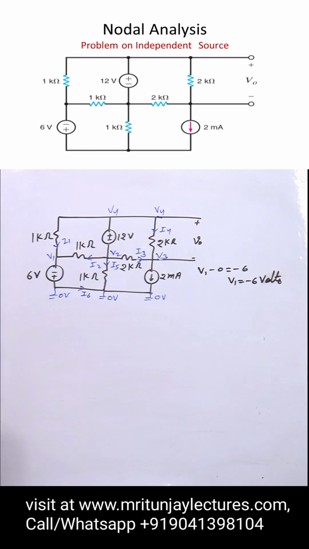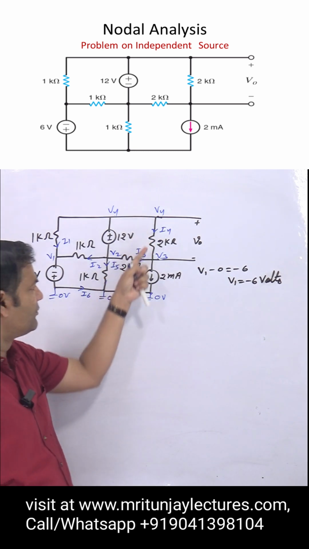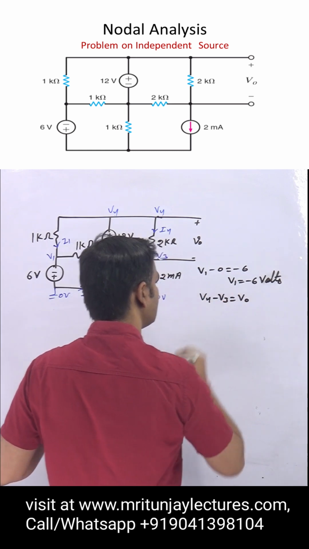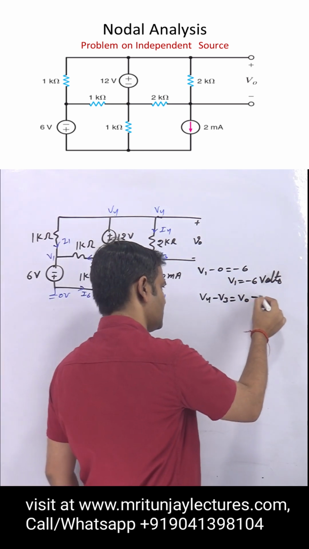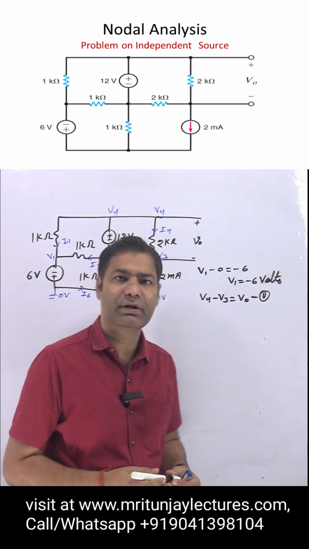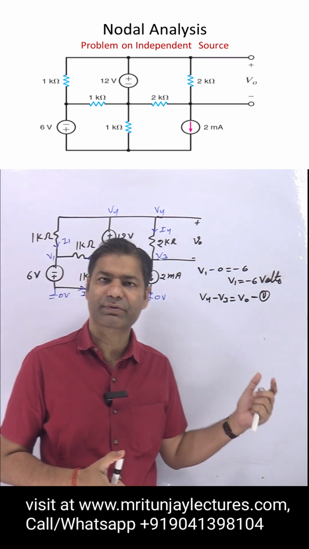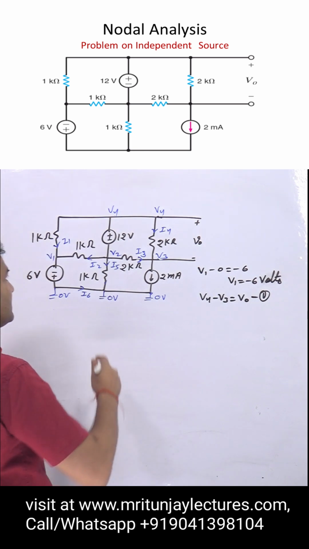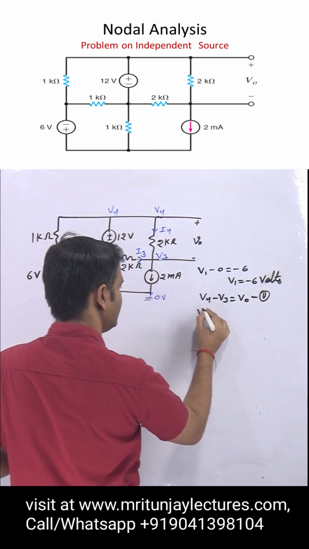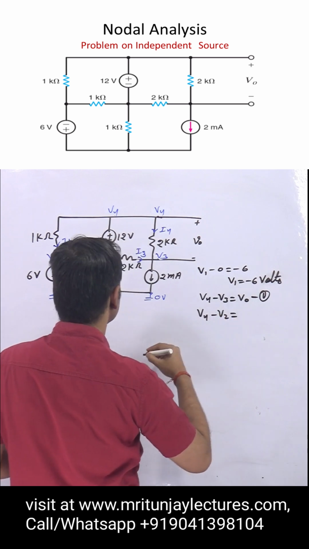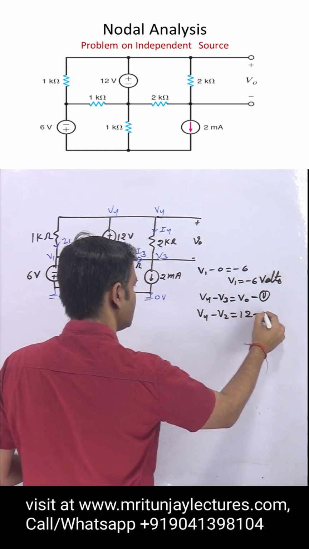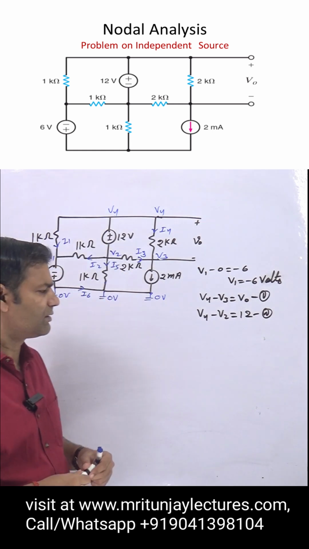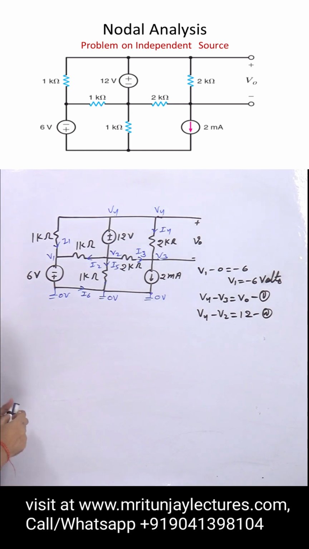Now the next target is V4 minus V3. V4 minus V3, that is V0. So if you determine, that is equation number 1. Our motto is to determine V4 and V3. Then put this value, we got V4. I know V0. Okay. Now the next target is V4 minus V2. V4 minus V2 is equal to 12 volt. Equation number 2. Clear or not?